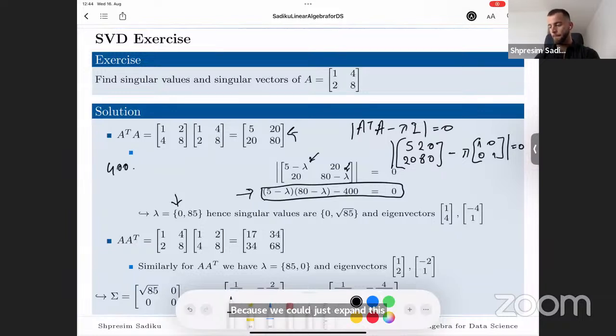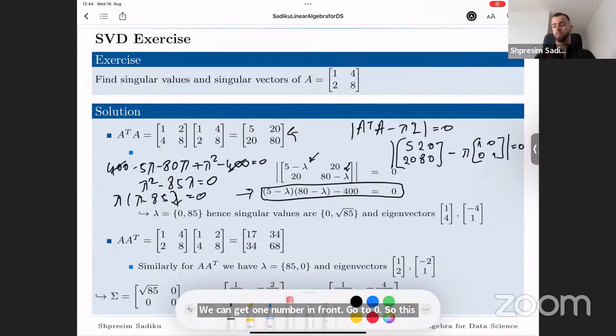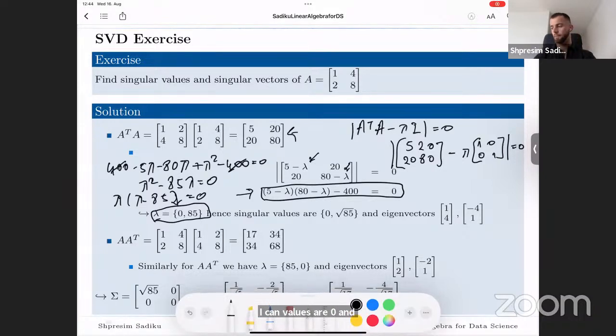400 minus 5 lambda minus 80 lambda plus lambda squared minus 400 equals 0. So these would just cancel with each other. So we would have lambda squared minus 85 lambda equals 0. We can factor one lambda in front. This would be lambda times (lambda minus 85) equals 0. So this is 0 when either of them is 0. So we would have that the two eigenvalues are 0 and 85.